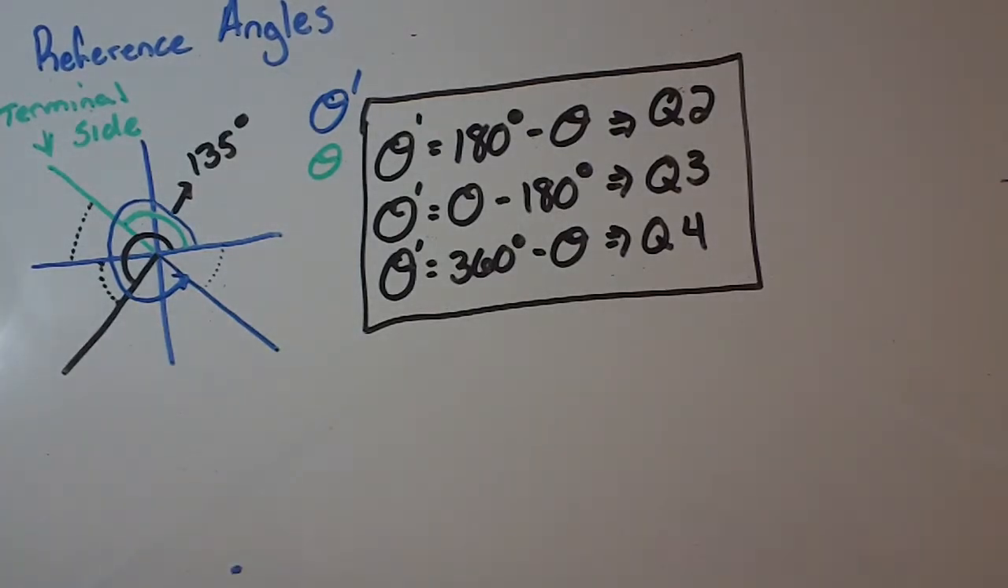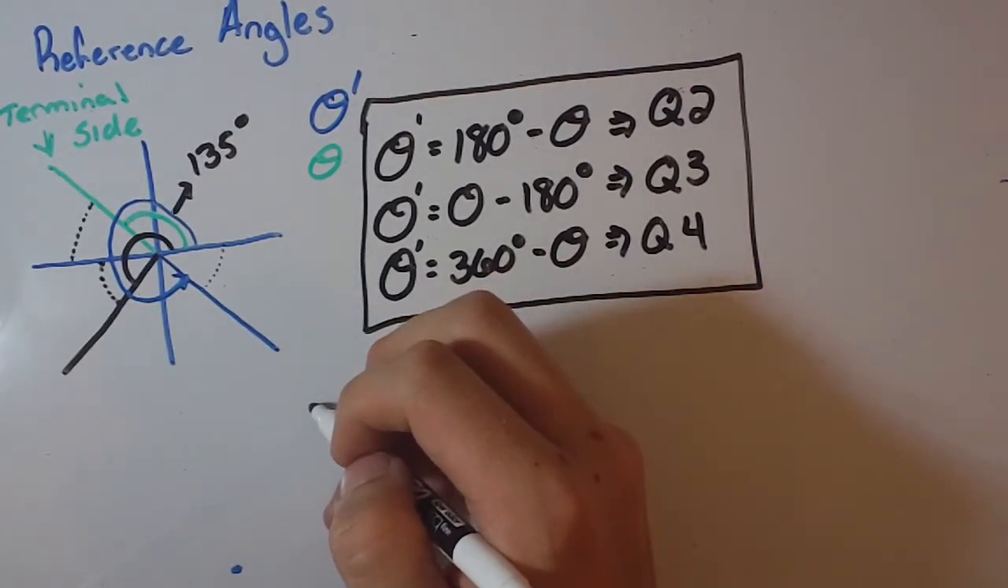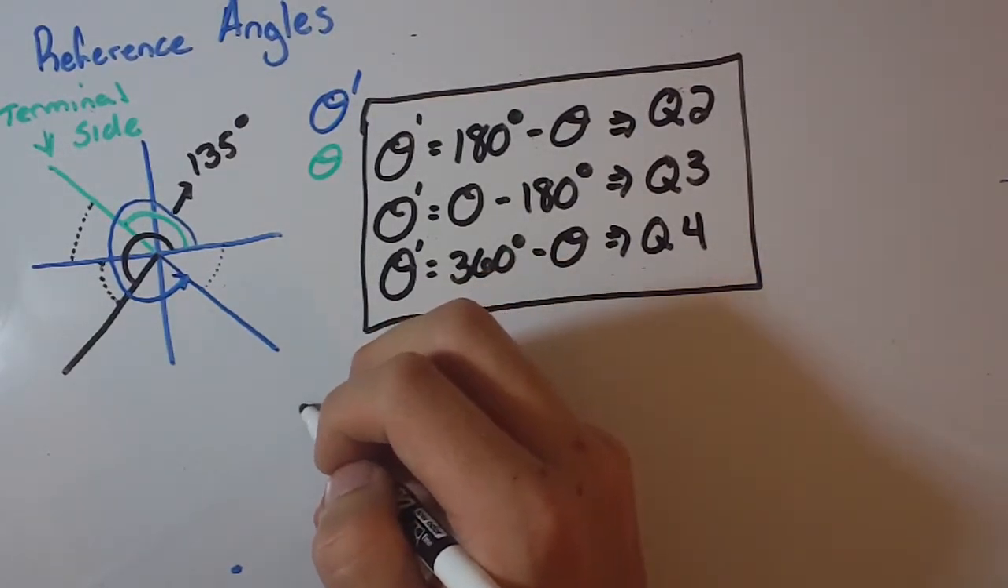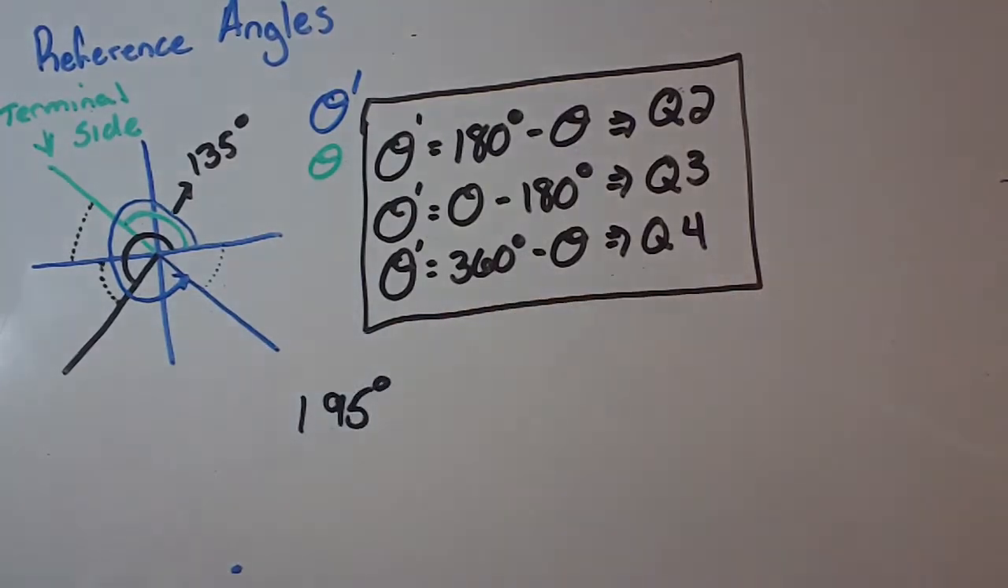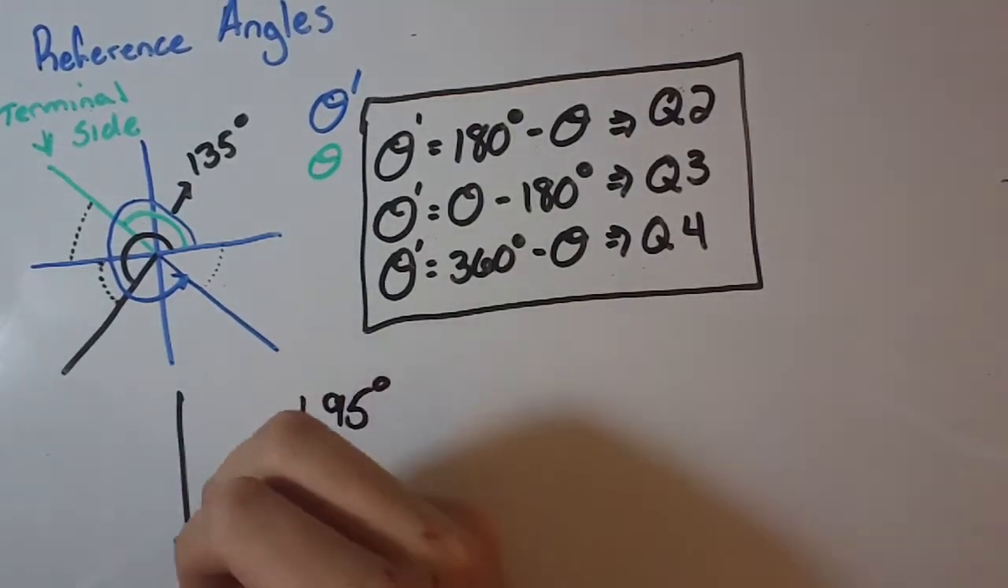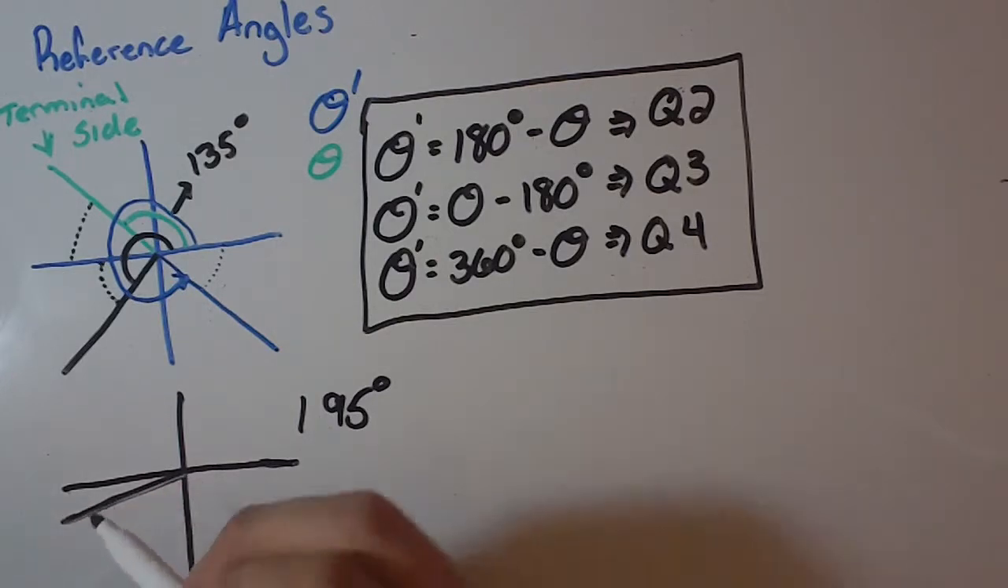Let's try an angle of 195 degrees. First of all, we want to find what quadrant that's in. So, if this is in standard position, 0 all the way to this side is 180 degrees. So, a little bit more than that is going to be down here. So, it's in quadrant number 3.